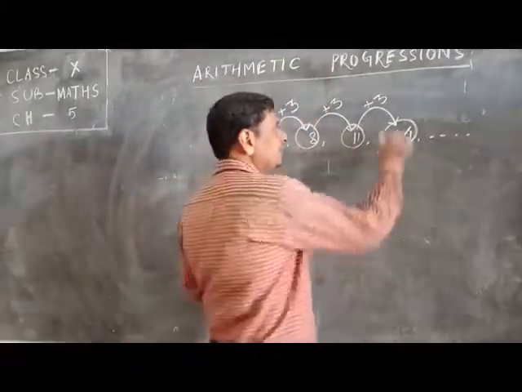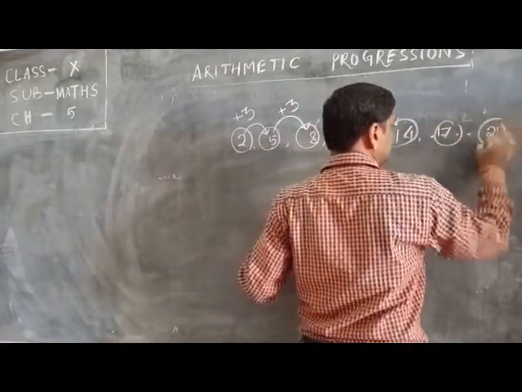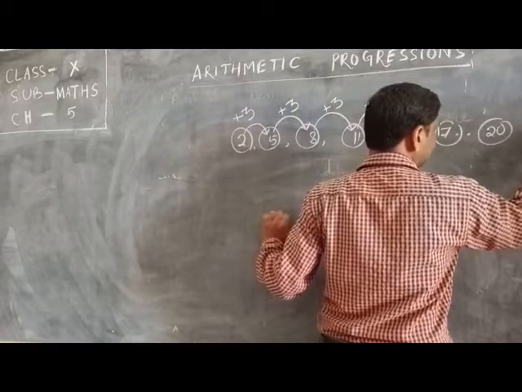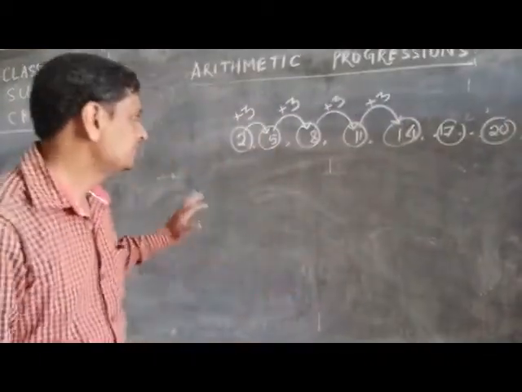The next will be 3 plus 14, which is 17. Next we will get 20, then 23. In this case, we get a series here.